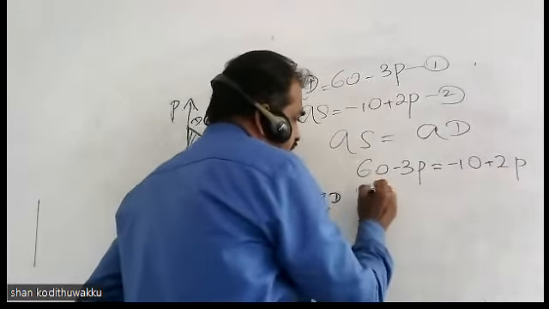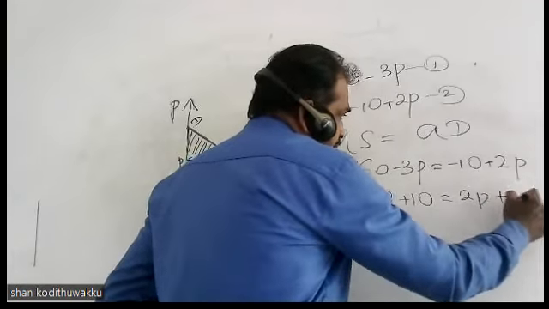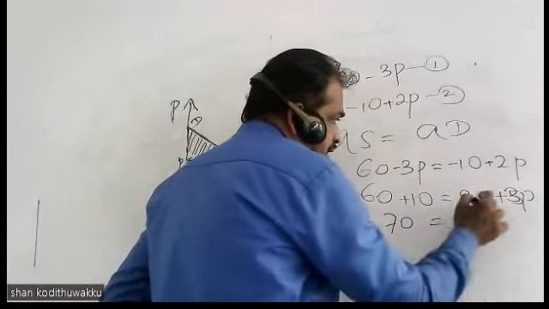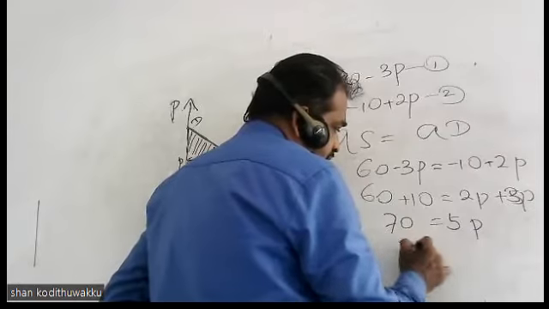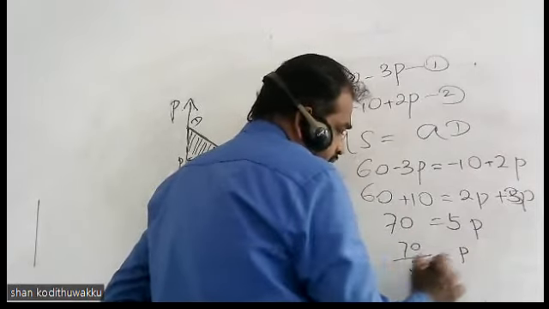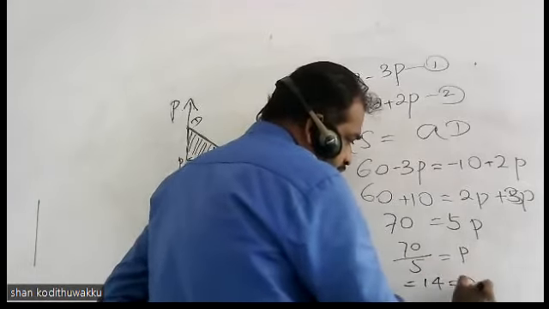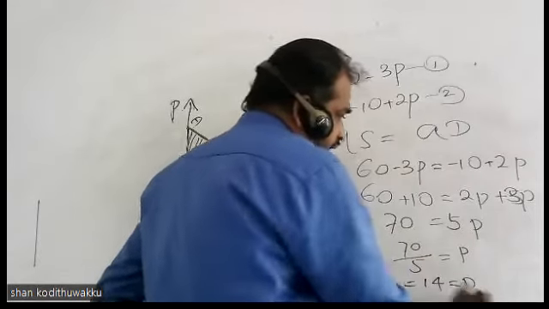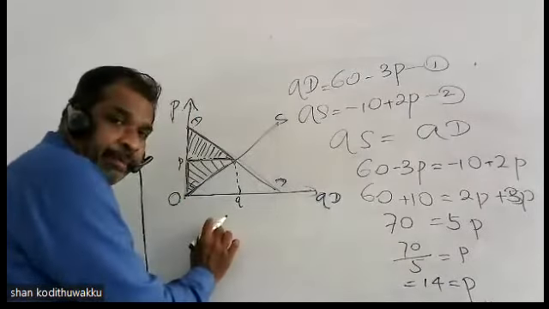Here, 60 plus 10 equals 2P plus 3P. Then 70 equals 5P. 70 divided by 5 equals P. That is 14. P equals 14.